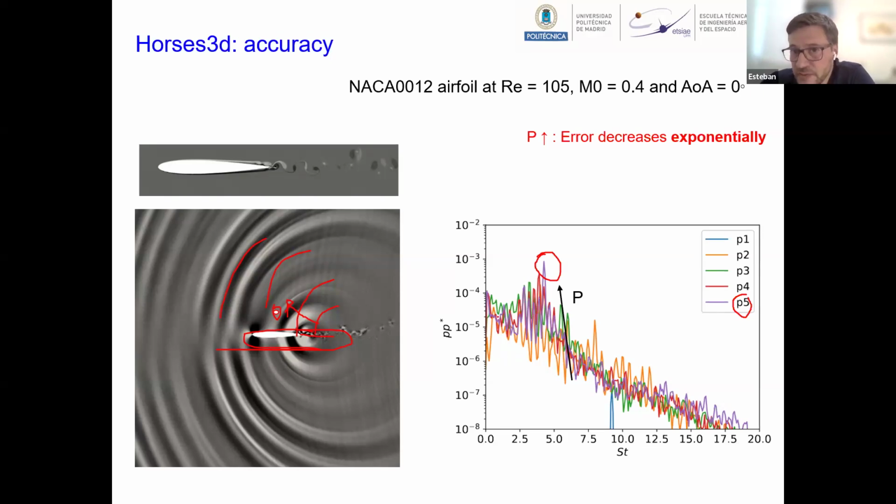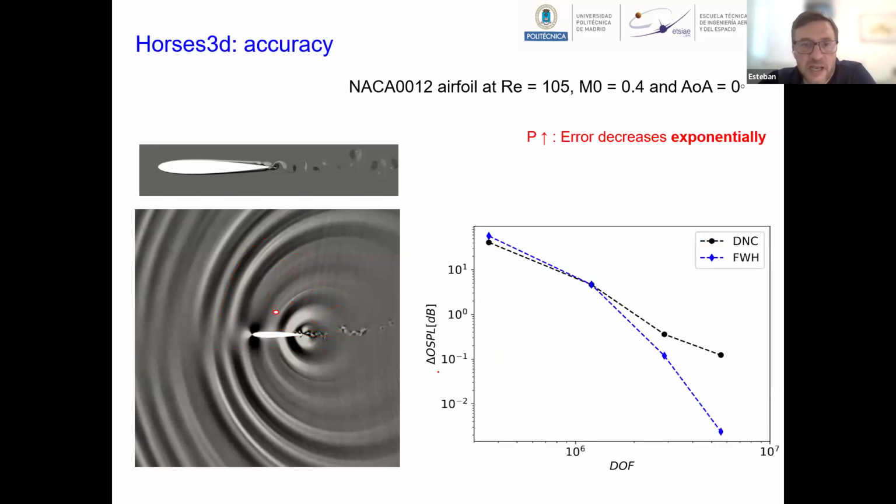Now, what we can do though is integrate the area below the curve to get an overall sound pressure level. And surprisingly enough, when we plot the overall sound pressure level against the degrees of freedom, what we obtain is a curve that looks similar to the very academic case that we showed before, right? So we get exponential convergence, a very rapid decrease of the error when we increase the polynomial order. We see this if we use Ffowcs Williams and Hawkings to do the propagation.